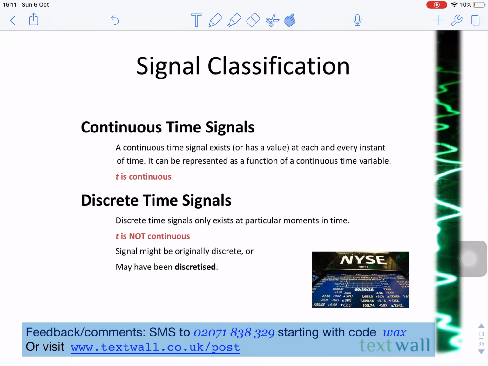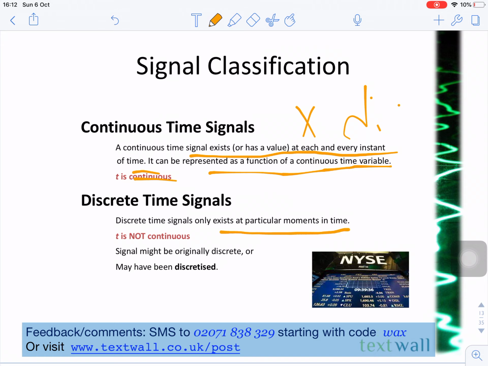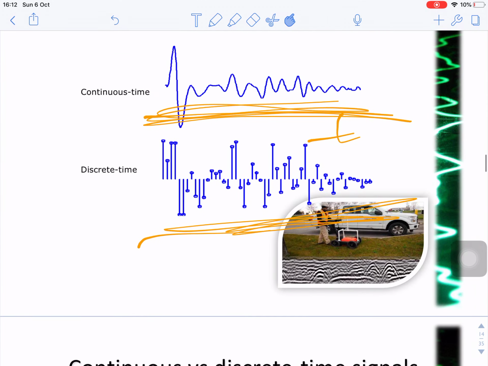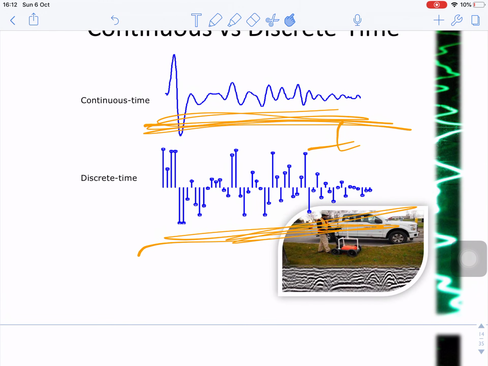Signal classification can also be determined by whether it is a continuous time signal or a discrete time signal. This is related to the x dimension. A continuous time signal exists at each and every distinct time; it can be interpreted as a function of continuous time, and t is continuous. A discrete time signal only exists at particular moments of time. t is not continuous; we have discretized it.